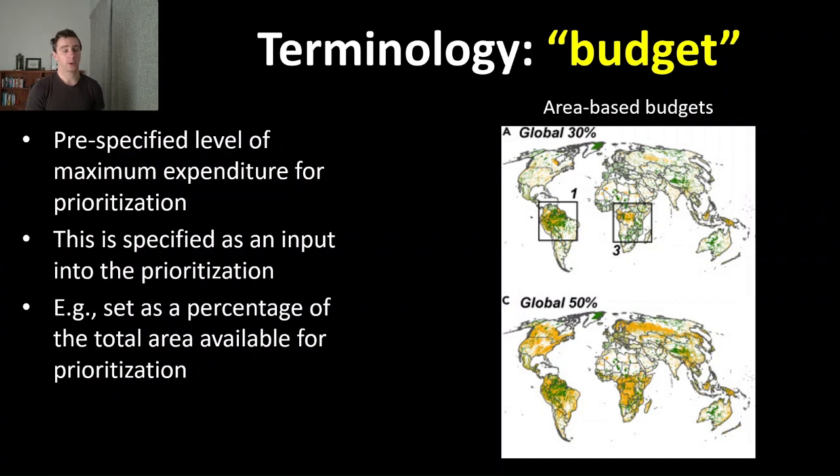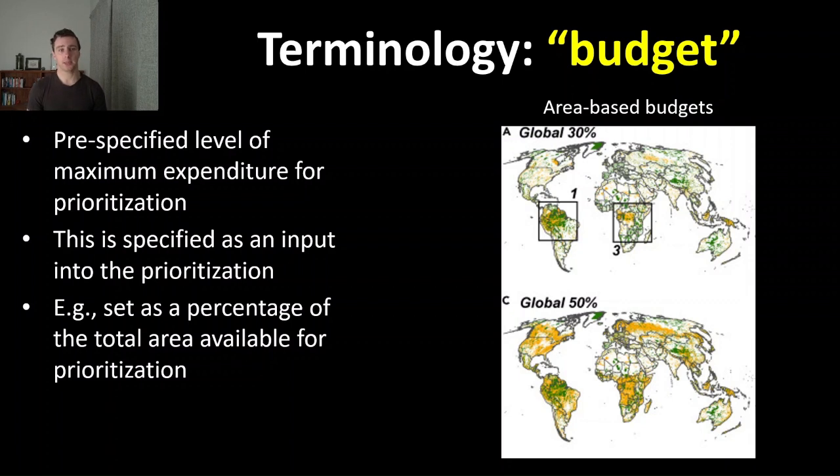Another key piece of terminology is budget. In the context of the Where to Work tool, the budget refers to a pre-specified level of maximum expenditure for the prioritization, and it's specifically talking about the percentage of the total area that can be selected for prioritization. This is something that you specify as an input when identifying priority areas.